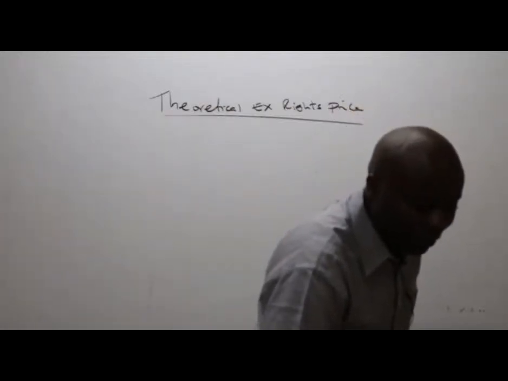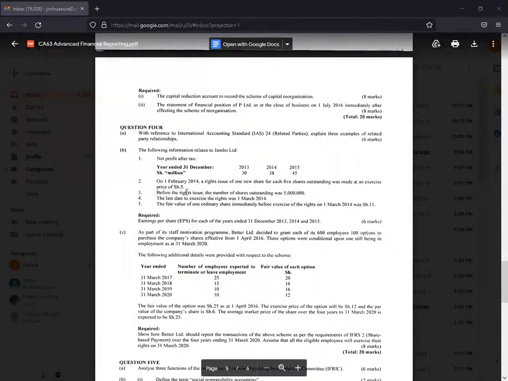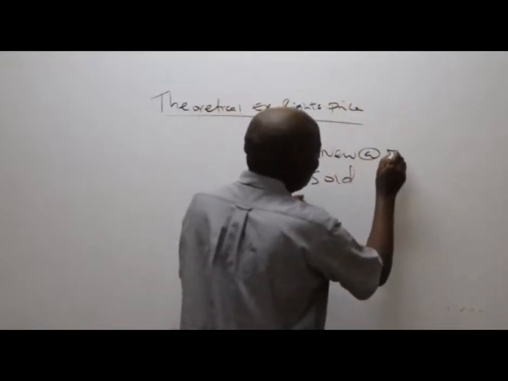Great. I can see students are giving me very many formulas. On 1st February 2014, a rights issue of 1 new share for each 5 shares outstanding was made at an exercise price of 5. So the new share is going for 5 bob, shillings 5.